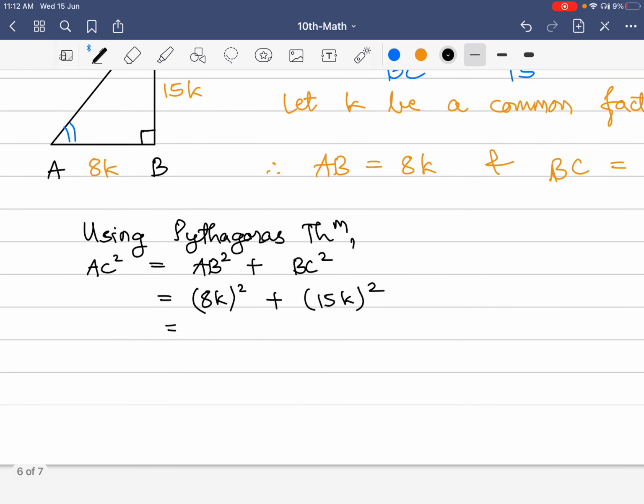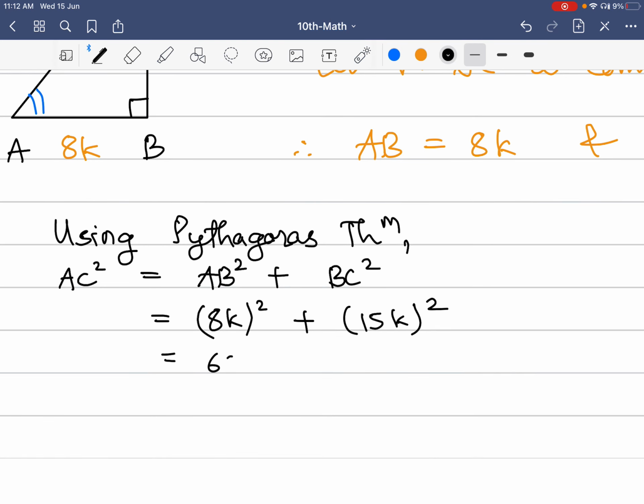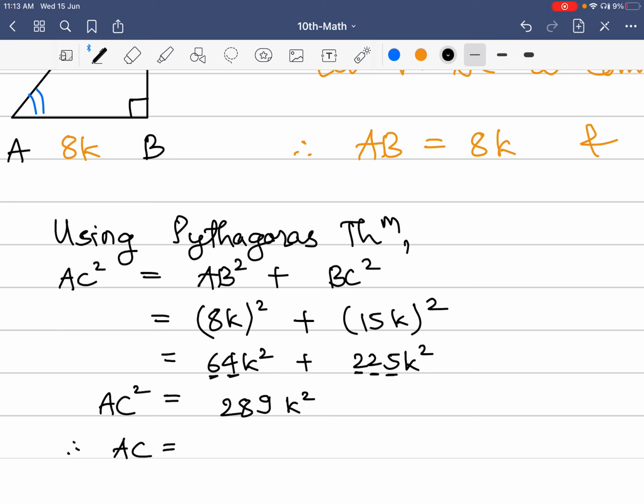Now that is equal to 64K square plus 225K square, and that is equal to, if you do the addition, 5 plus 4 is 9, 2 and 6 is 8, and this 2 as it is, so 289K square. That is our AC square, and therefore AC is nothing but under root of 289K square, and that is equal to square root of 289. 289 is a perfect square, so its square root is going to be 17, so it's 17K. Thus the value of AC is equal to 17K.